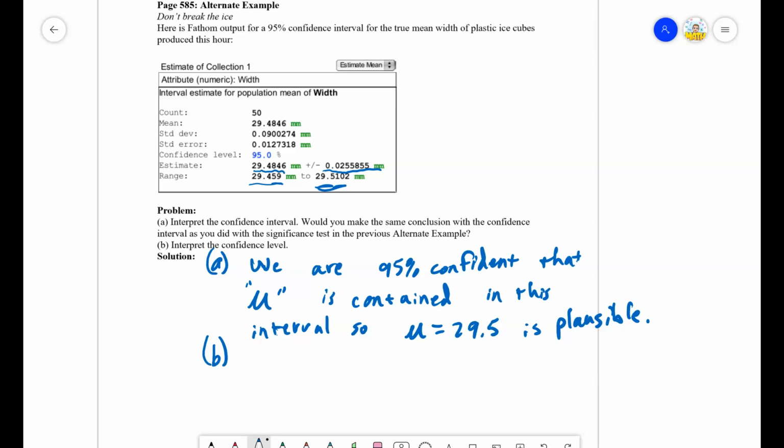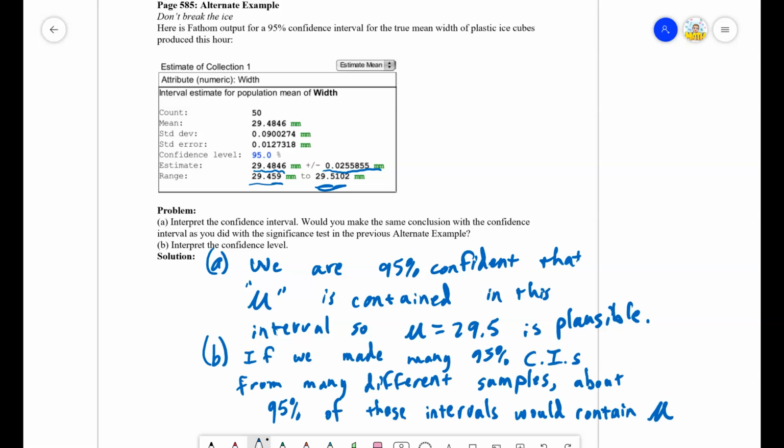What does that mean? Okay, this is probably the hardest part of chapter 8. If we made many of these intervals, if we made 100 of these intervals, about 95 of them would contain mu. AP exam tip, watch for something like this on the multiple choice.